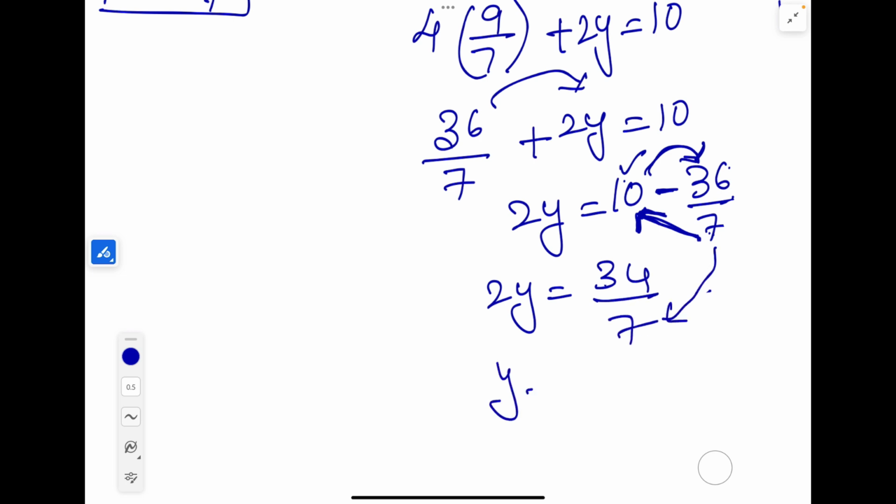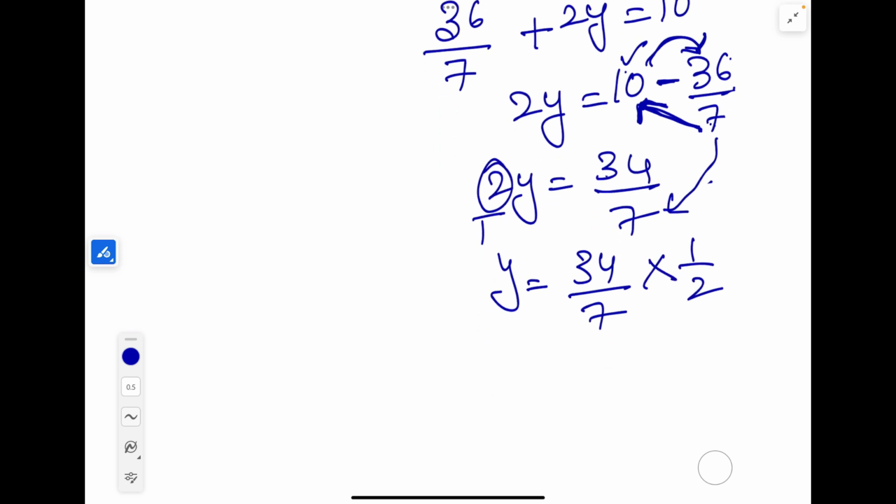Okay. y is equal to 34 by 7. This 2, when transposed, 2 by 1 actually, it will become 1 by 2. Now we can simplify here. 2 times 1, 2 times 17. So the y value is 17 by 7.